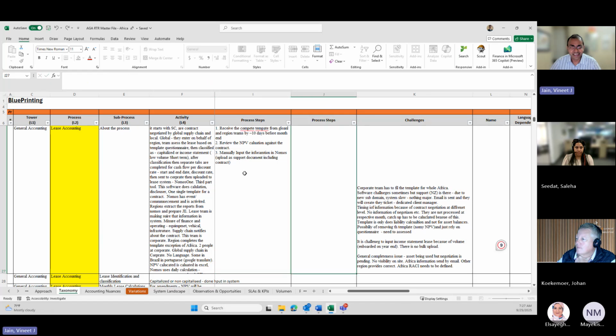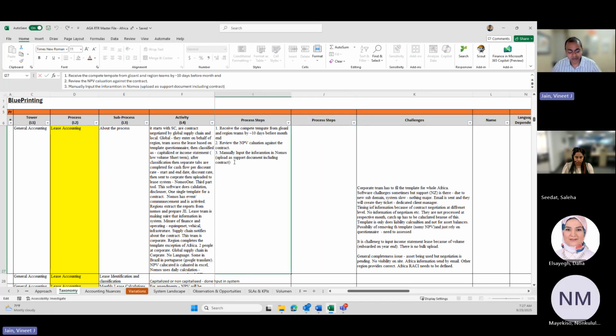Okay, so this is the third step. Once you manually input it, the fourth step is, do you follow up based on this information? No. Once I've put it into the system, I extract the corresponding report for that lease. Then I compare it to the NPV template and save it as a separate check file.